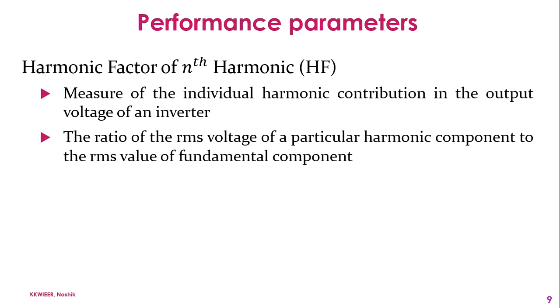The first one is the harmonic factor of the nth harmonic. This is a measure of individual harmonic contribution in the output voltage of an inverter. The harmonic factor, HF, can be defined as the ratio of the RMS voltage of a particular harmonic component to the RMS value of the fundamental component. It is given by HF equals E_n,RMS upon E_1,RMS, where E_n,RMS is the RMS voltage of the nth harmonic component and E_1,RMS is the RMS value of the fundamental component. The ratio of both is the harmonic factor.